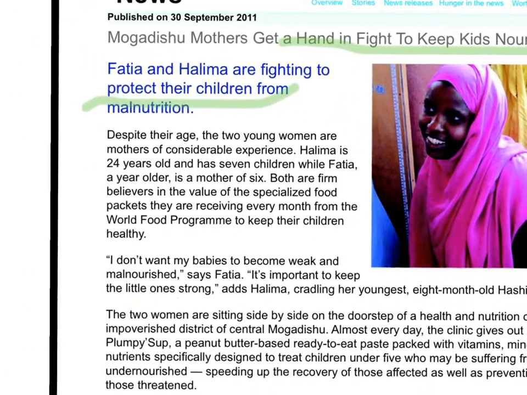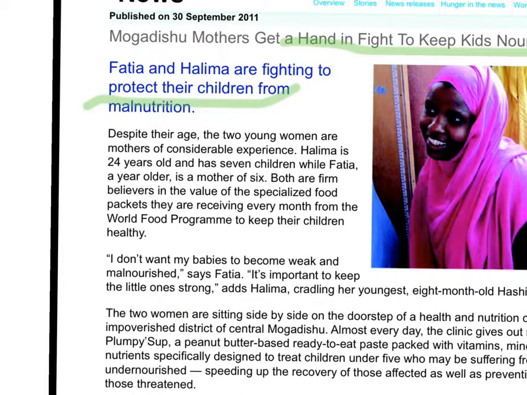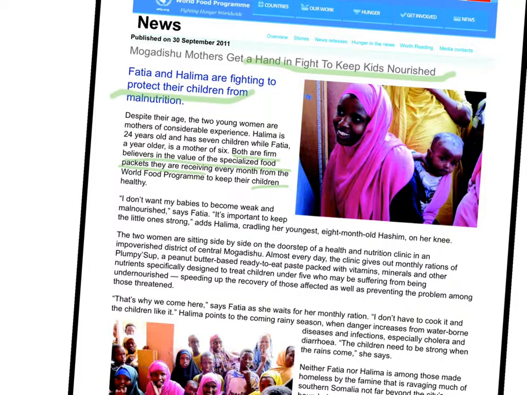Okay, this paragraph here, it talks about the young mothers and the fact that they are both firm believers in the value of the specialised food packets that they're receiving. This is showing that they're getting food given to them to help them to feed their children. So that is about feeding the children, so I'm highlighting that. The next paragraph talks about the mothers feeding the children, but there's nothing really that relevant for me, I don't think, to answer this question.